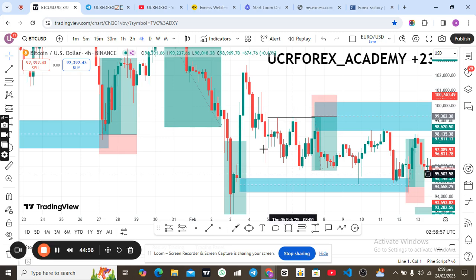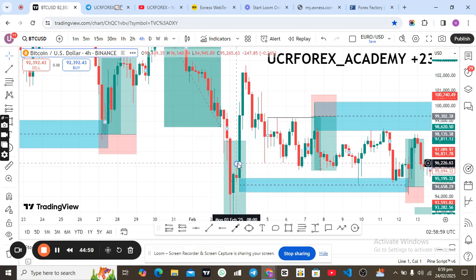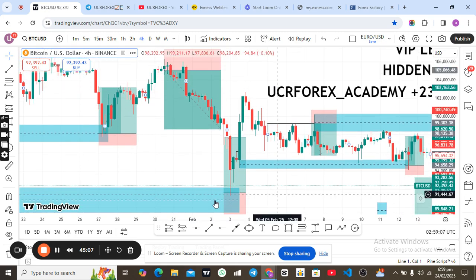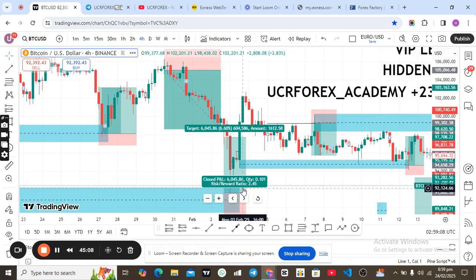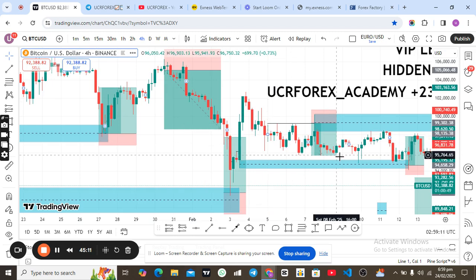So we have a full BOS. We have a 30 minutes candle here. We have a 30 minutes BOS here. Price pushed massively to the upside. So we learned that the market has already mitigated the extreme structure here. We have to wait for a retracement to go in for a buy.